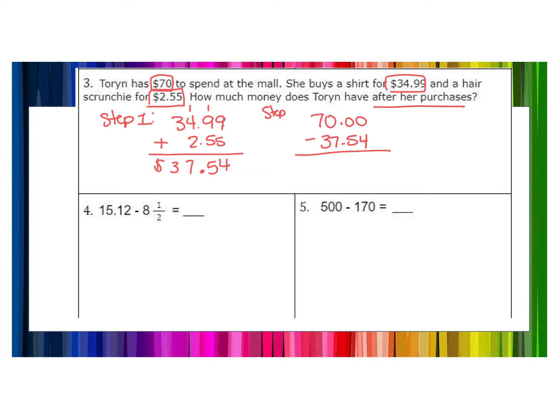This is step 2. I'm going to borrow because I cannot take anything away from that. 10 minus 4 is 6, 9 minus 5 is 4, bring my decimal down, 9 minus 7 is 2, and 6 minus 3 is 3, so I have $32.46 left.